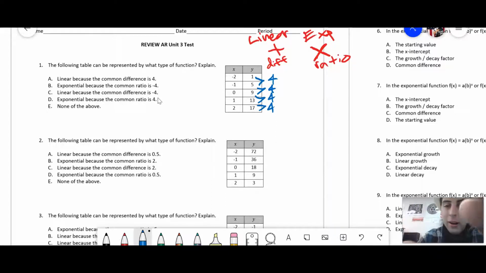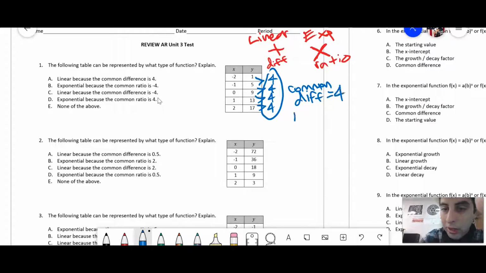So are all these differences the same? Yes, so the common difference is 4. So that means it is linear. Okay? If the common difference is a number that's the same, then that is linear. Now we got to get the right answer here. So look at these answer choices.